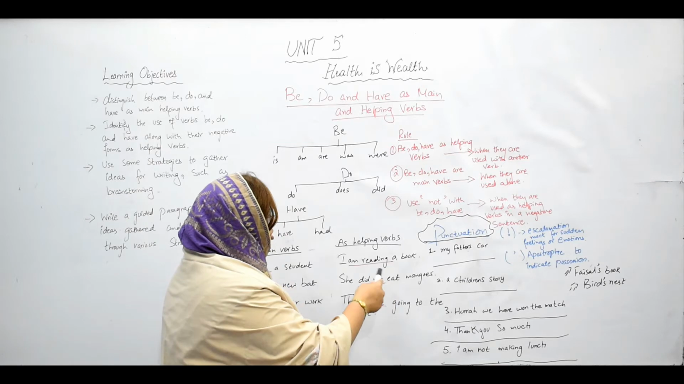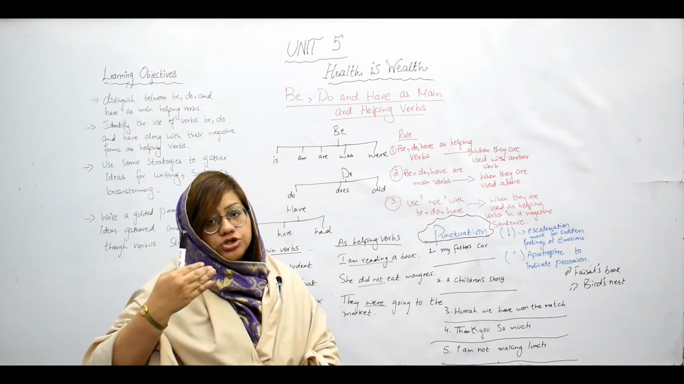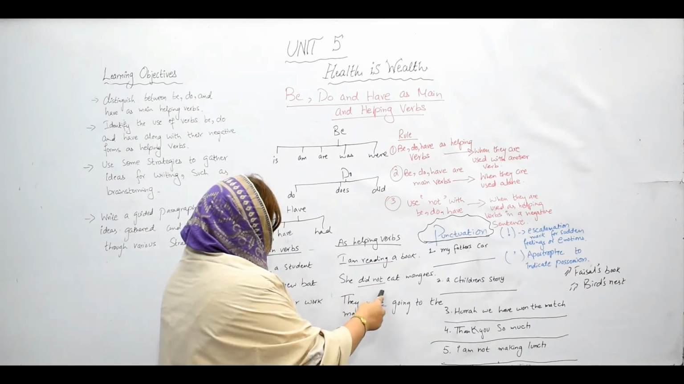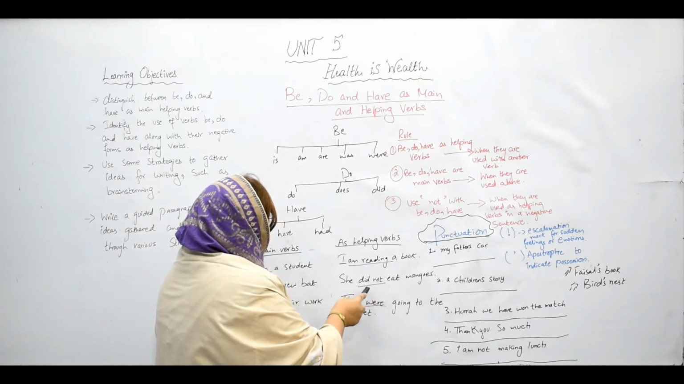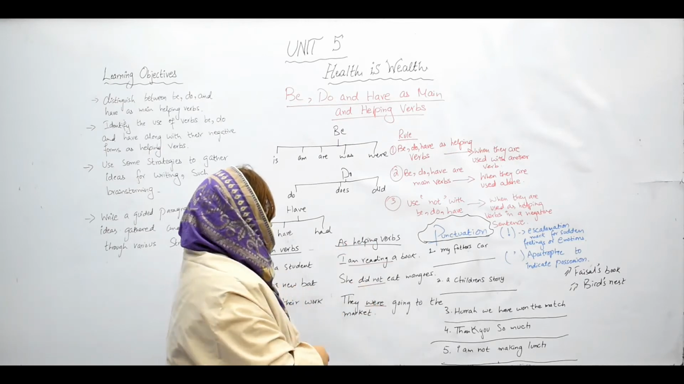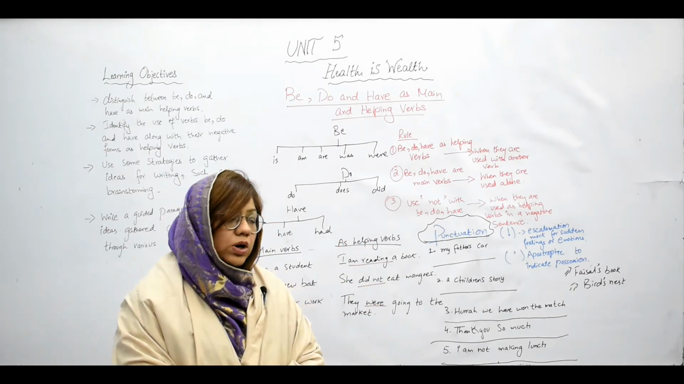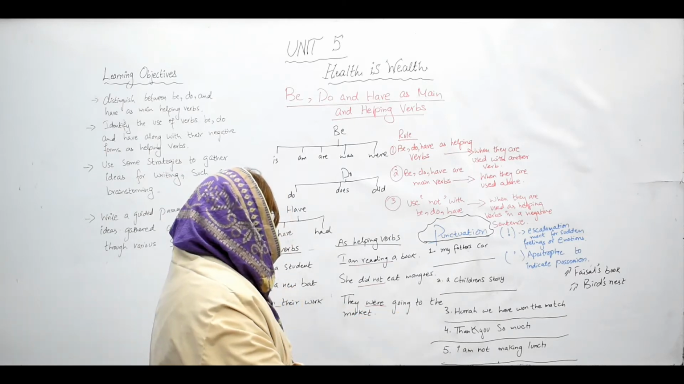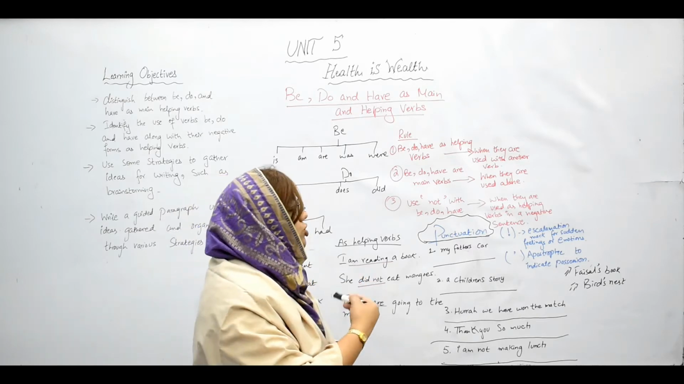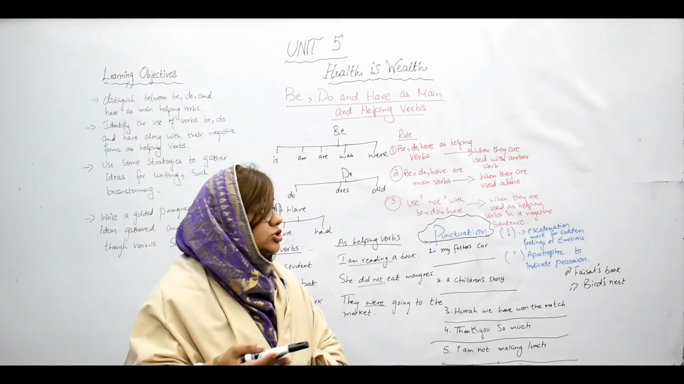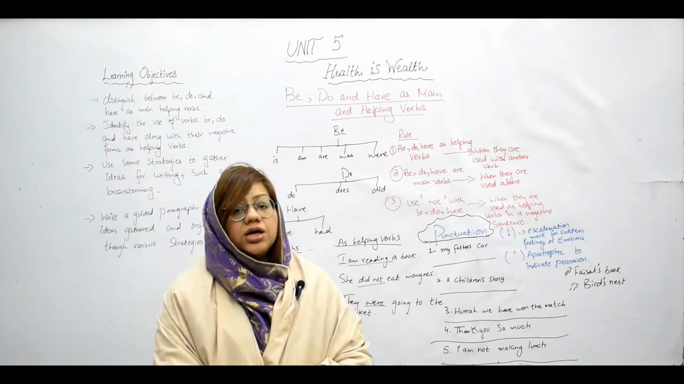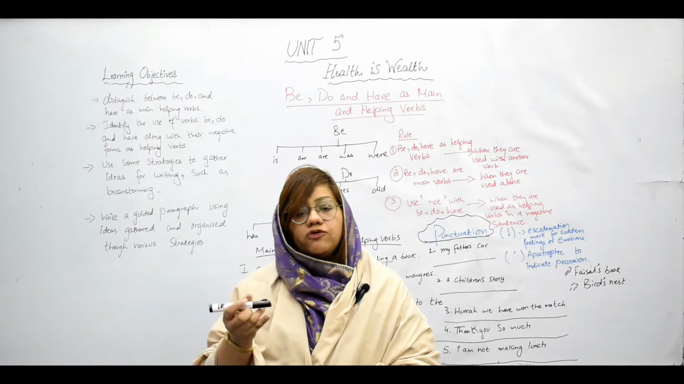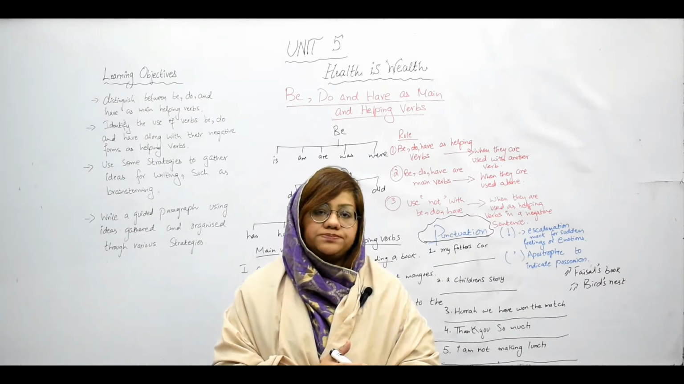She did not eat mangoes. We already discussed that not is always used with a helping verb in a negative sentence. So this word did is acting as a helping verb. They were going to the market. Here you can see that were is used with another form of verb. So this word is acting as a helping verb. So students, these are just a few examples of main verb and helping verb.